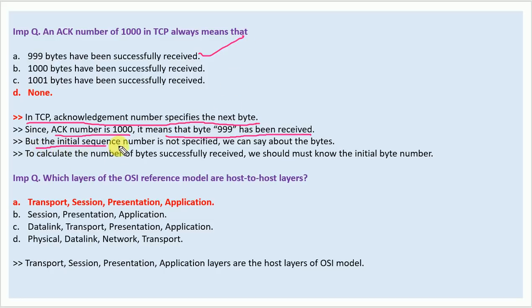But the initial sequence number is not specified. We cannot say anything about the bytes. It's okay, I totally agree: if the acknowledgement number is 1000, it means that I have received 999 bytes.